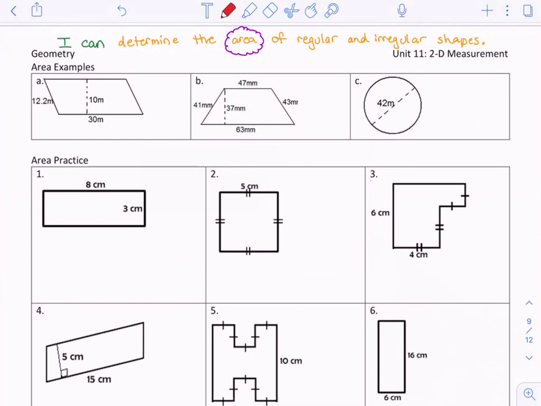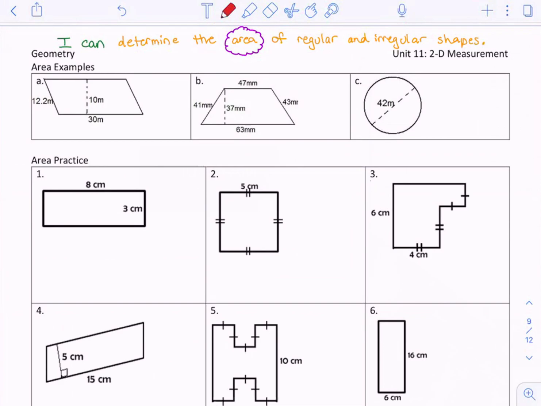In my house, my mom used to call the rugs on our floor area rugs. It's how much space on the floor does the rug take up. So we're going to learn various formulas for various shapes like a rectangle, square, trapezoid, circle, and use those formulas to determine the area. To understand area a little bit more, we can look at number 1.